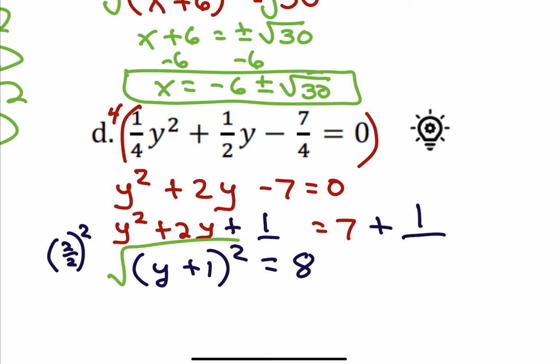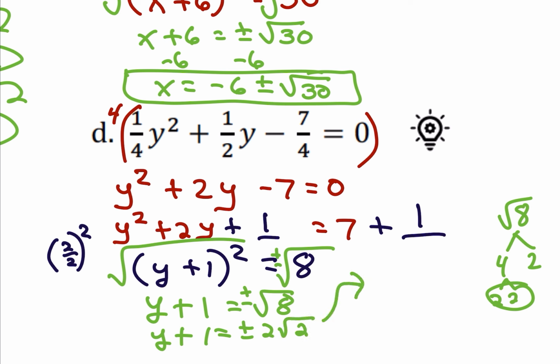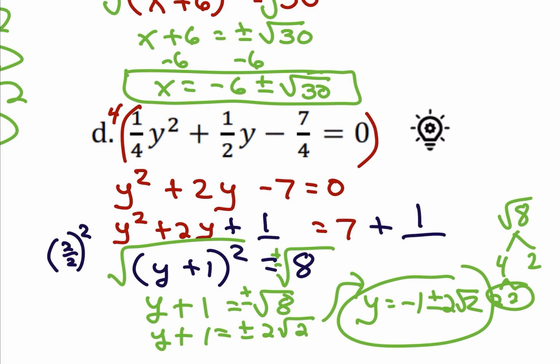Take the square root of both sides, and we're going to get y plus 1 equals the square root of 8. Off to the side here, I'm just going to remind you that we know how to find the square root of 8 as 4 and 2, 2 and 2. We have a pair, so the square root of 8 can be written, sorry, forgot the plus or minus there. Let's put that plus or minus in. So y plus 1 equals plus or minus 2 root 2. And so we end up with a final answer of y equals negative 1 plus or minus 2 square root 2. That's our final answer.